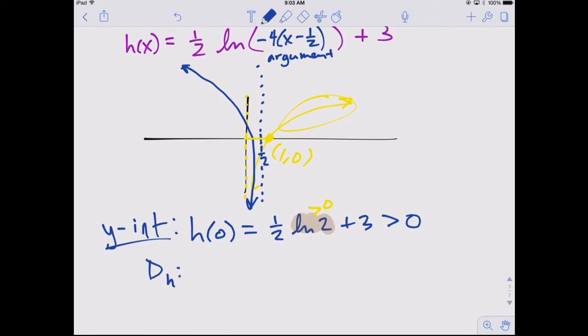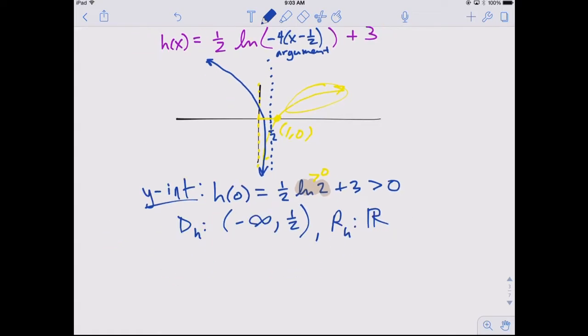What's the domain of this function? Negative infinity to 1/2. Brackets or parentheses? Parentheses. And the range? All real numbers, all day long, right? Monotonic? Yes, monotonic decreasing, good, over its domain.